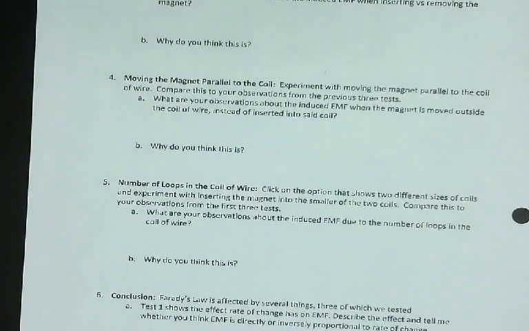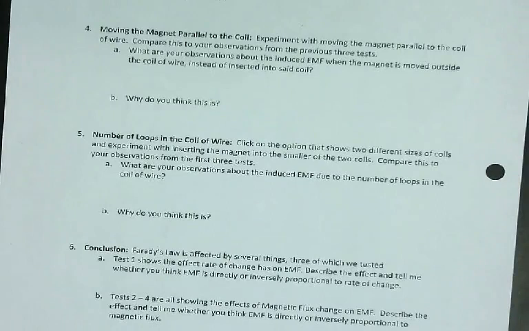To do the number of loops, you're just going to click on this one where you have a second loop of wire that has fewer coils. And you're going to see what happens when you insert into that one or when you insert it into this one.